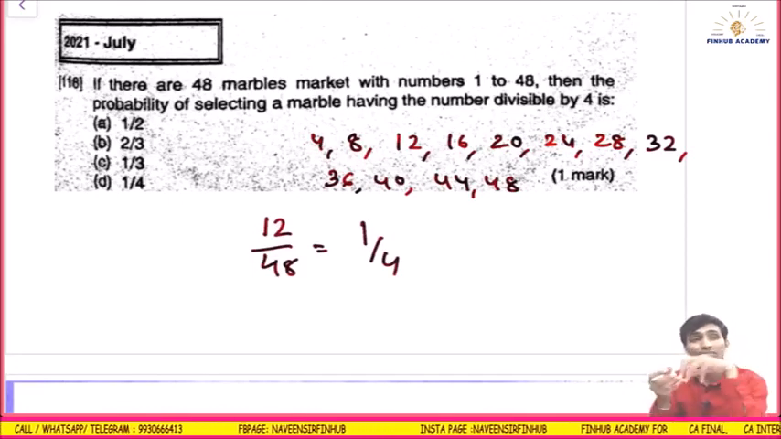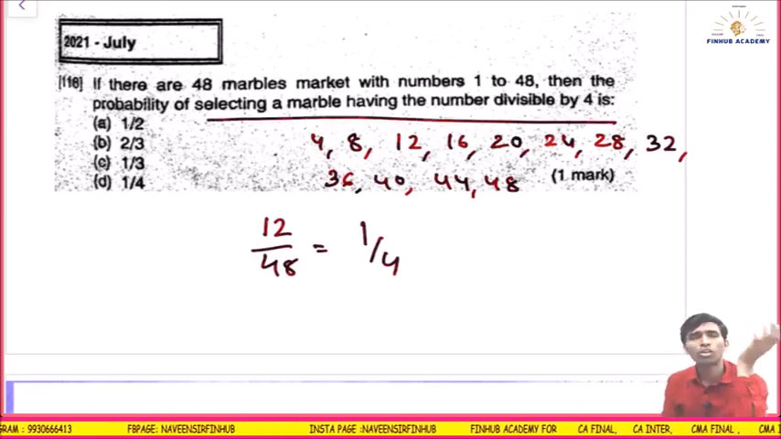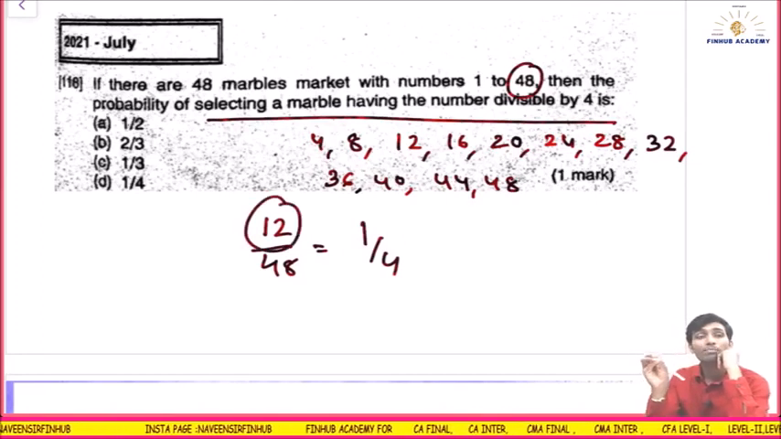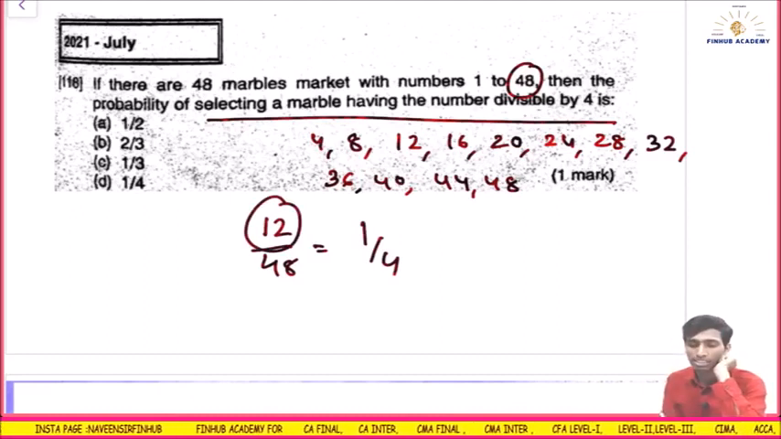These are the markings I will select, because what I have to find is the probability of getting a number divisible by 4. So directly divide: 48 is the total number, and 48 divided by 4 is 12. So there are 12 likely marbles which can be selected. So 12 divided by 48, the answer is 1 by 4.